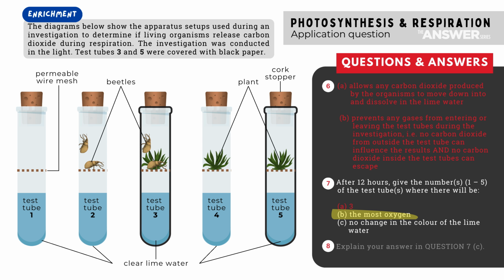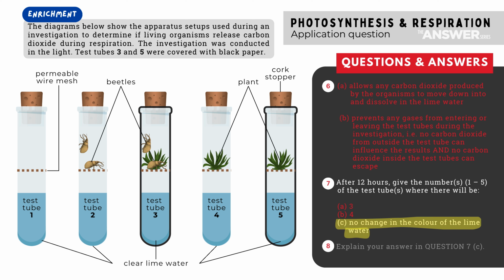Then in terms of where the most oxygen will be present, we've just gone through each of the test tubes and kind of discussed the expected results of them. And from our discussion, we excluded test tube 4 because we said that test tube contains a plant exposed to light. So that plant will actually be mainly performing photosynthesis and releasing oxygen. So the most oxygen will be present in test tube 4.